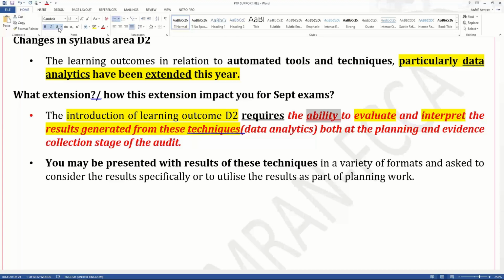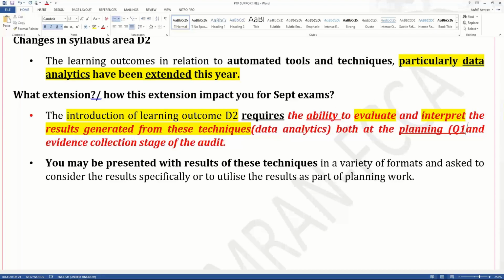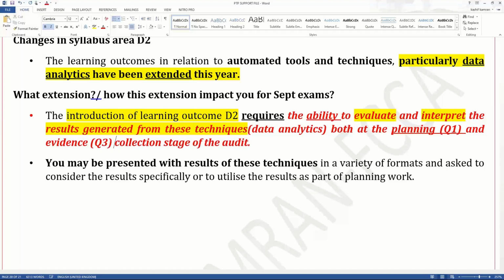Is that what it means from bullet number 2? So, the ability to evaluate and interpret results from these techniques, both at the planning stage, which is question number 1, and at the stage of evidence, completion and reporting, which is question number 3. So the examiner is saying that as a student, you should have an ability to evaluate and interpret the results generated from these techniques.